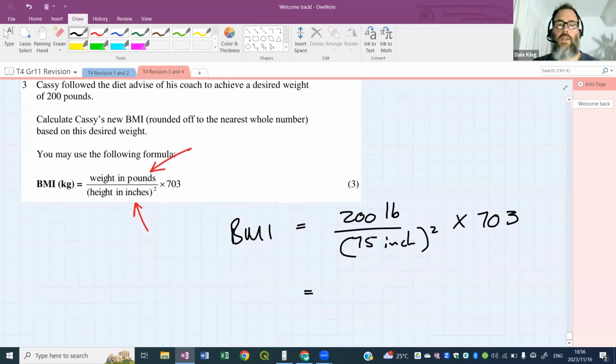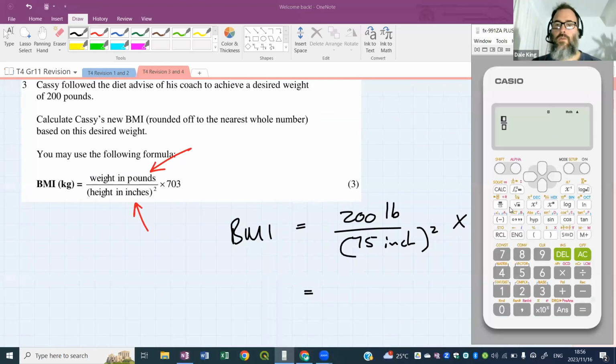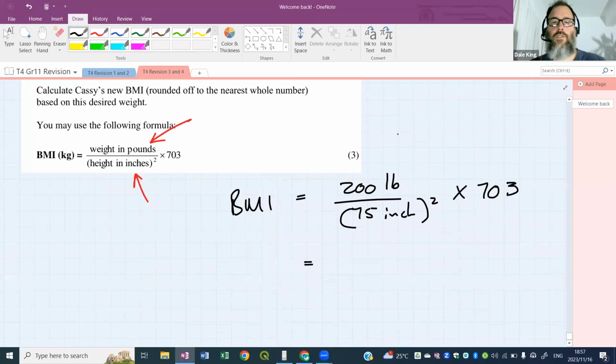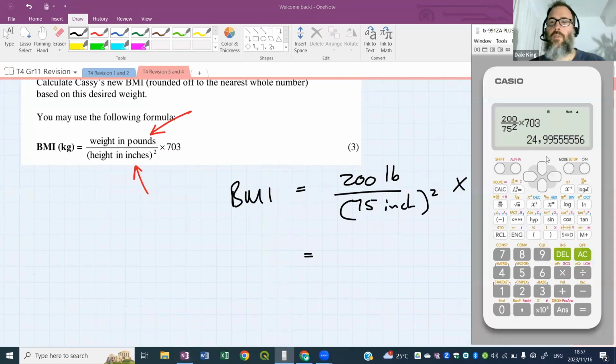So using the formula as it is, I'll do this one for you. 200 at the top, and at the bottom we need 75 squared. Come out of the fraction, times 703. And we can see it dropped slightly from 25 down to 24.99. All right, what was the BMI before? 28.5, sorry. So Cassie's gone from 28.5 to 24.99, which is about 25.